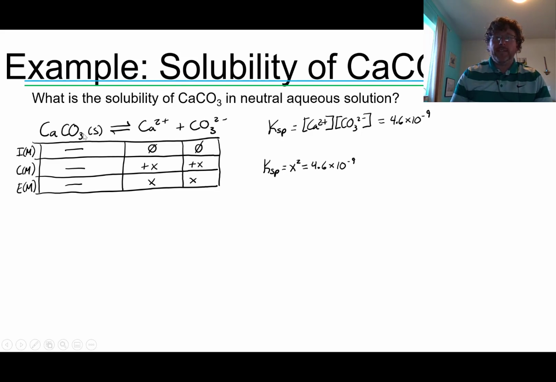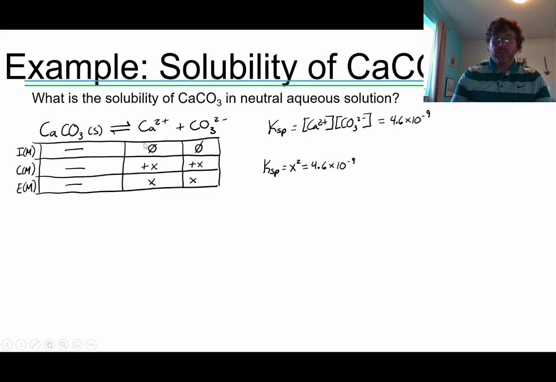We need to write the Ksp expression for this reaction. Calcium carbonate as a pure solid doesn't appear in our Ksp, so the Ksp expression is the concentration of the calcium ion times the equilibrium concentration of the carbonate ion must be equal to the Ksp value, 4.16 times 10 to the negative 9th at room temperature. If we treat this with an ICE table, we don't have to do anything with the calcium carbonate, so we leave all the calcium carbonate fields in the table blank.